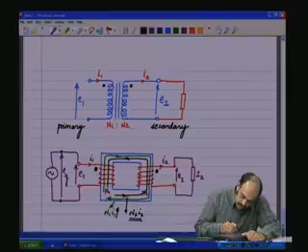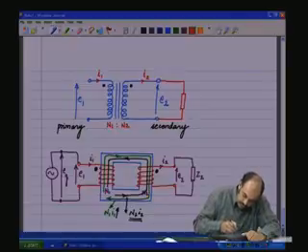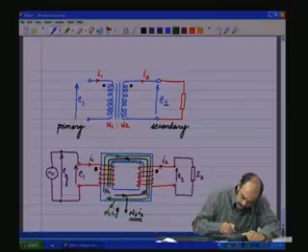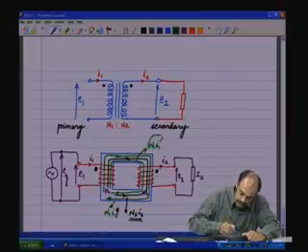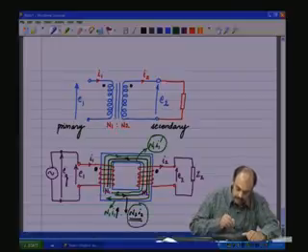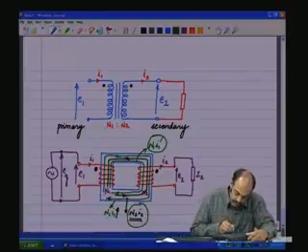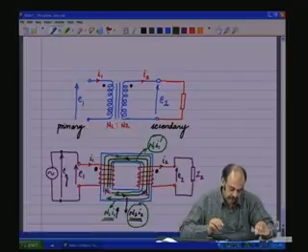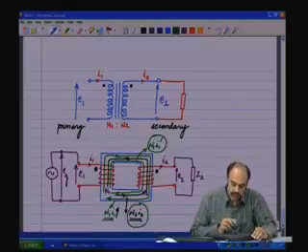So, this would mean that there is a cancelling MMF provided by the primary N1 I1 dash such that this is cancelled out. And what will remain would be N1 I1 under the case when there was no load, and that would be the magnetizing component of the flux. So, the flux in the core is going to be same as it was under no load condition.